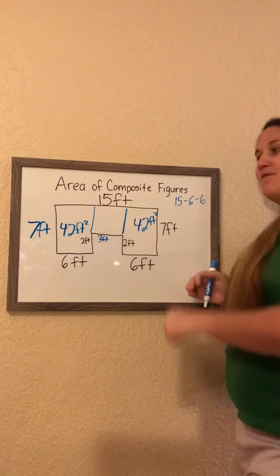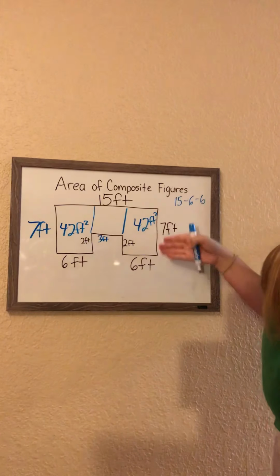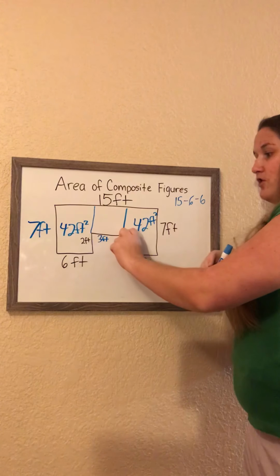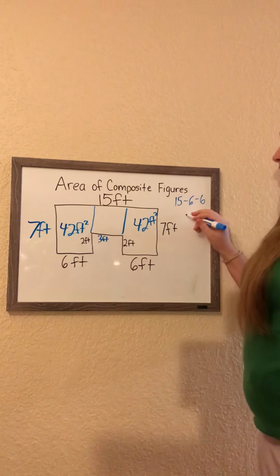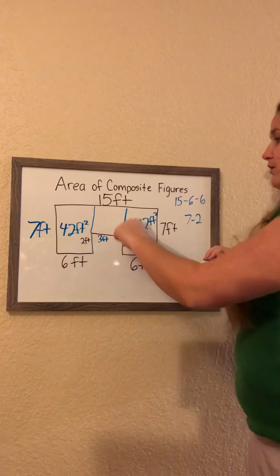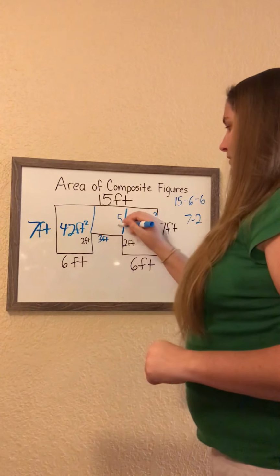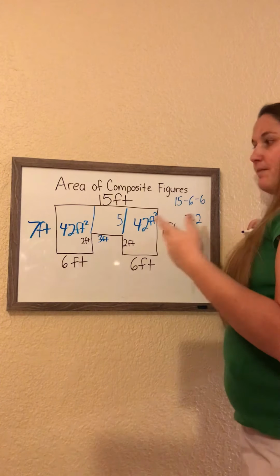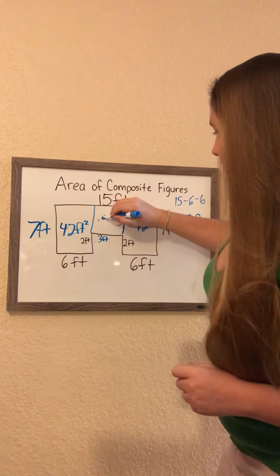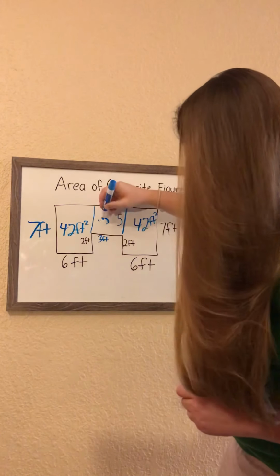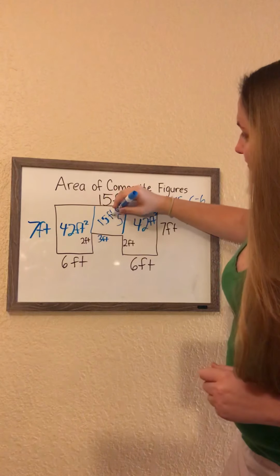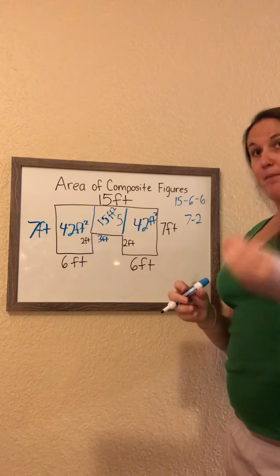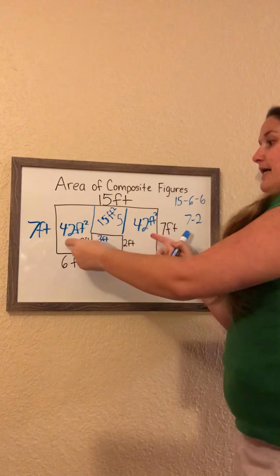Now the height I figure out by looking: if this whole shape was 7 feet tall here, and I cut off 2 feet here, then 7 minus 2 should be equal to 5 feet tall. So now I'm saying, what's 3 feet times 5 feet? This area should equal 15 feet squared. Now what I do with all of my partial areas is I add them up.